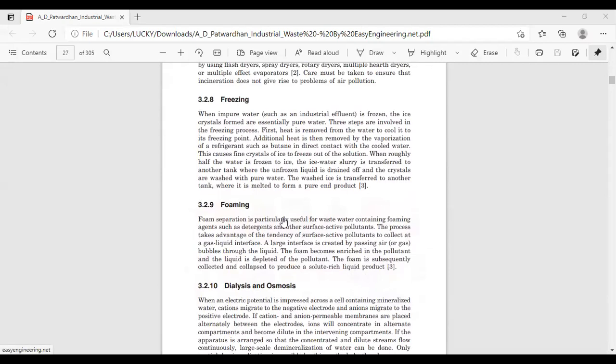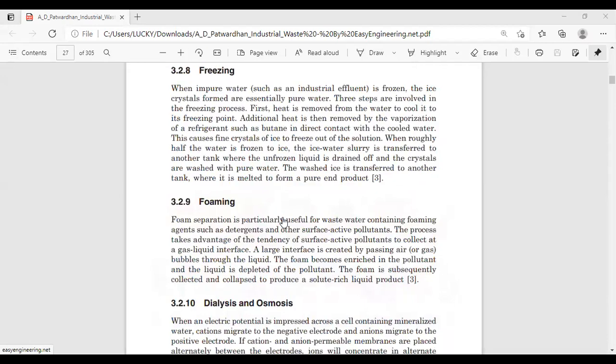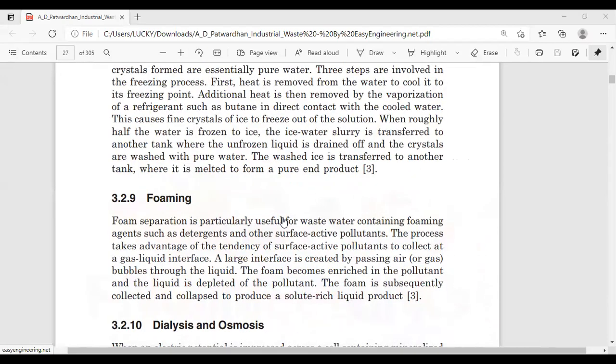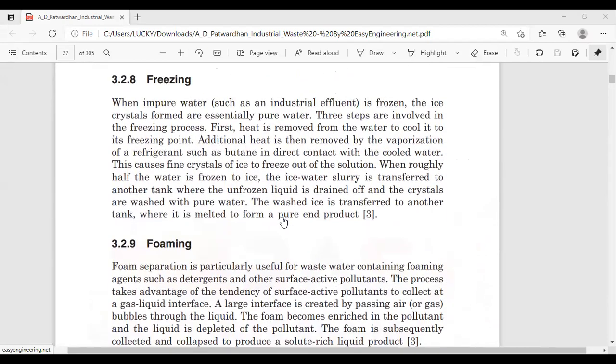Guys, here in advanced water treatment, freezing is also one of the steps. So we will explain clearly what freezing is and how it is used as a good method in advanced treatment.